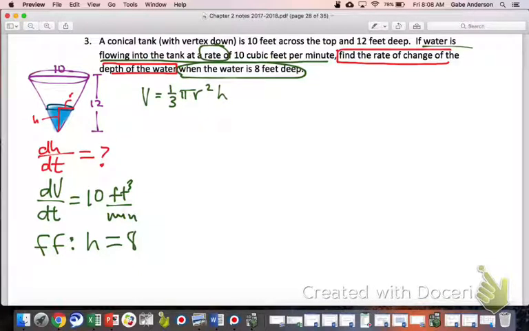We know that we're about to push play and do DDT. So let's think this through. If I were to push play, would I not get a DVDT in there somewhere? That's going to show up, right? Is DVDT okay with you? It better be, because we've got it right there, 10. We know all about that, right? We're okay with 10 cubic feet per minute. Yeah? Okay. If I did DDT, well, 1/3 and pi, those are just constant multiples, and so those will be in there somewhere, but those are no big deal.